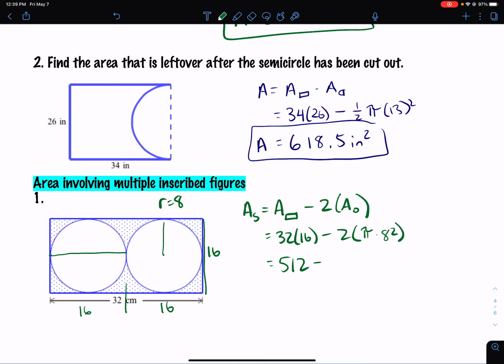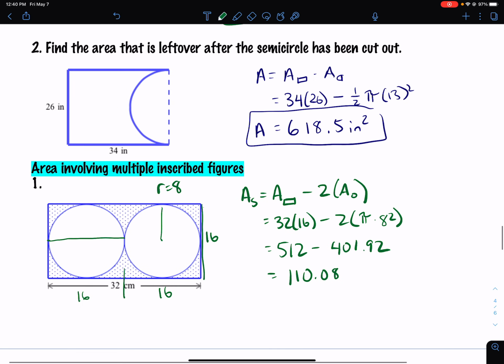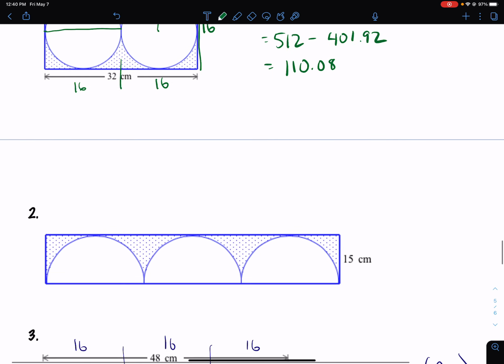So 8 squared is 64 times 3.14, times 2 is 401.92. All right, 512 subtracting that is 110.08. So obviously if you're ever doing this and you get a number that doesn't make sense, like if you plugged in the radius as 16 instead of 8, you'd have been subtracting and got a negative number, which wouldn't make any sense. Then you can usually check yourself, okay, I must have made a mistake, and figure out where that mistake was.